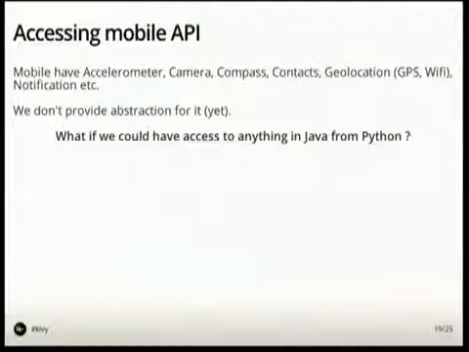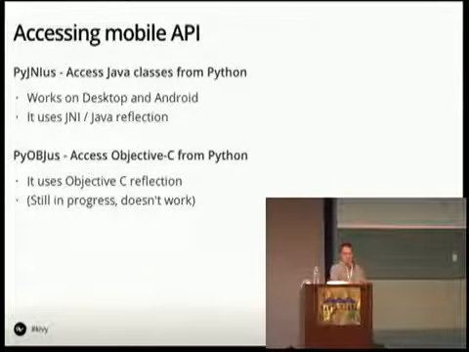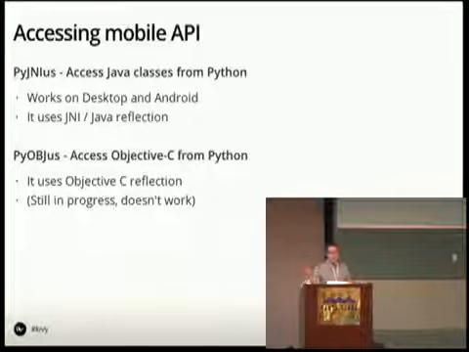So we created 2 other projects. The first one is PyJnius. This is a library you can just import and access any Java class from Python. So you write Python and you can access the Java API. And we started to do the same for Objective-C. It's called PyObjus.